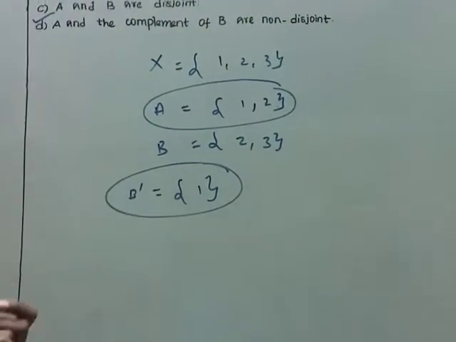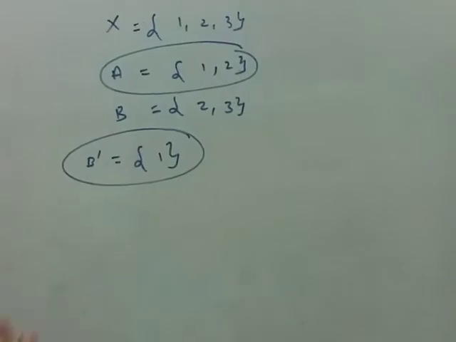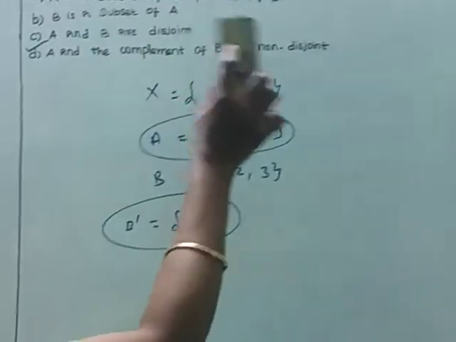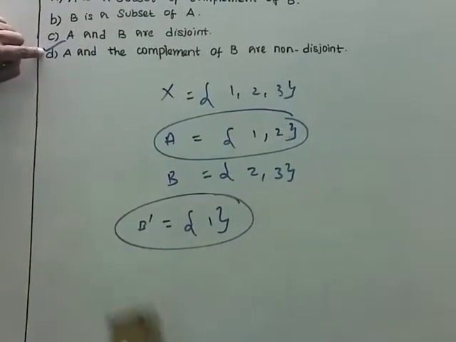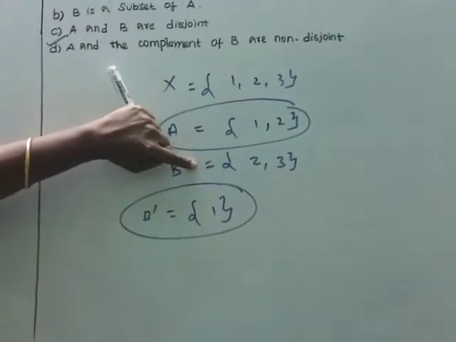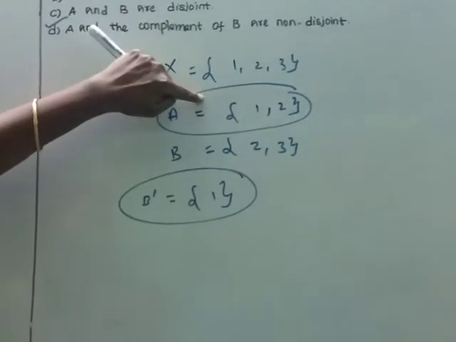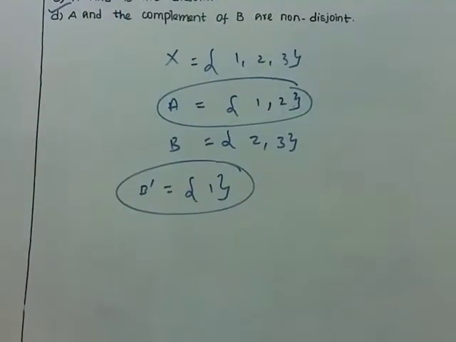Okay? So here if we consider A as only {1}, you are getting that A and B are disjoint. But here both answers, this answer and this answer, will be correct according to your assumption. So here A is not a subset of B is the only condition. Okay? So B is not a subset of A. So here A and the complement of B are not disjoint.